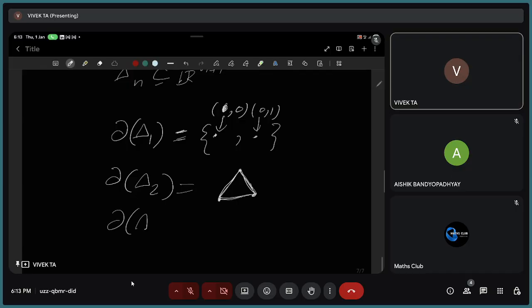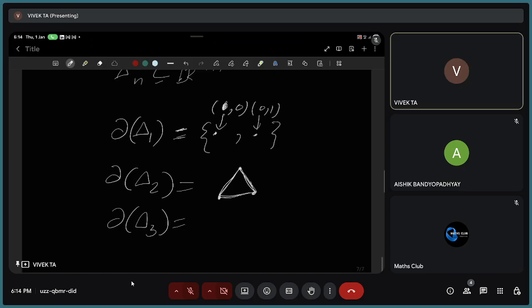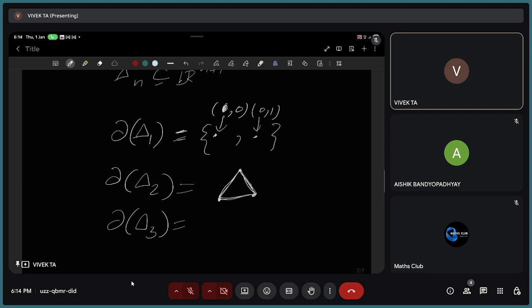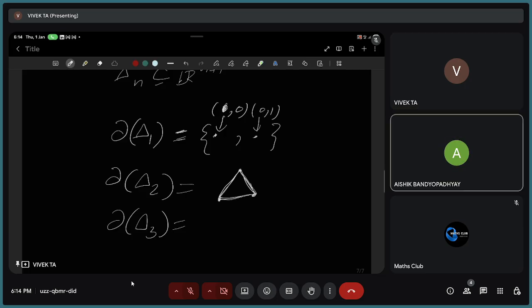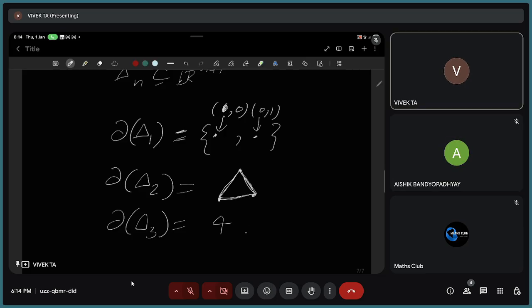So similarly, delta 3's boundary will be, here you see it's a triangle, right? So delta 3 is a tetrahedron. The tetrahedron's boundary is going to be two-dimensional triangles. But how many triangles? It will be connected, of course. A tetrahedron is connected, so its boundary is going to be connected. But what is the boundary of a tetrahedron? Of course, it again looks like a tetrahedron, but how many triangular faces will it have? Four. So it will be four triangles.